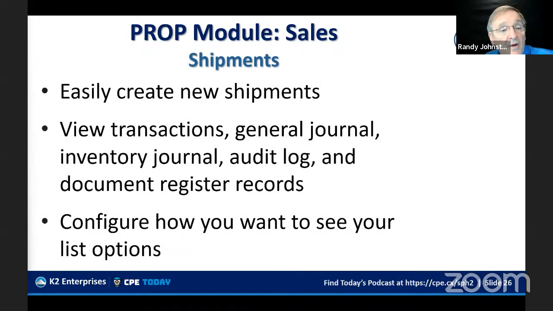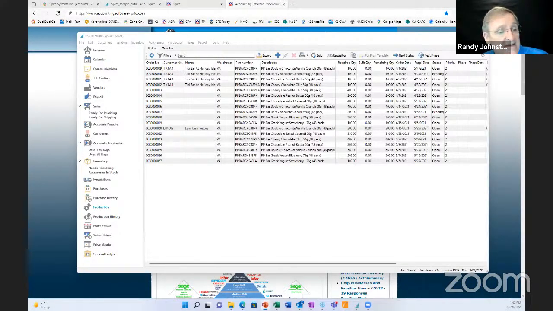Next, we can also do shipments. And here we can easily create new shipments. We can view transactions in the general journal, in the inventory journal, in the audit log, and in the document register records. And you can configure how you want to see these things. So there's 4 or 5 additional items that I think are worth trying to see from a Spire perspective. So let's take a little bit of a time and look at a few of these items.